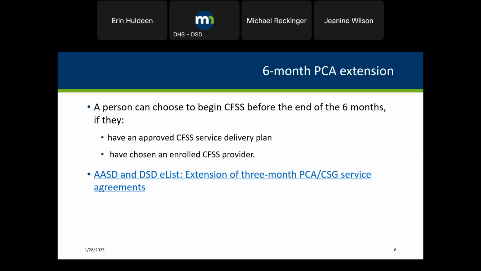Okay. So they do need to stay on 3 months of PCA, but if any time between the 3-month extension and the 6-month extension, the person has developed their plan and their provider is ready to go, the lead agency can end that 6-month service agreement early and issue a service agreement for CFSS to begin. Okay, I'm going to pause there for a minute to just let that sink in.